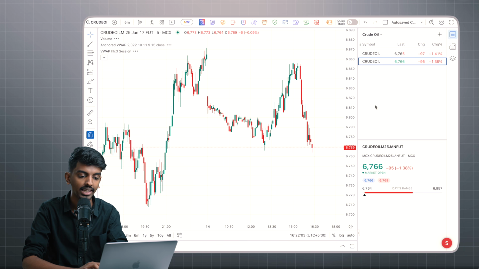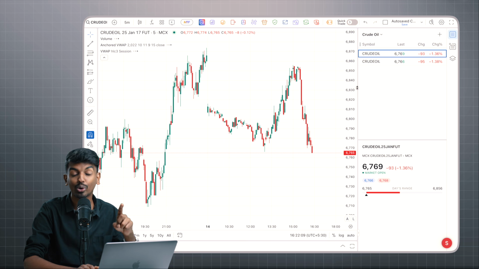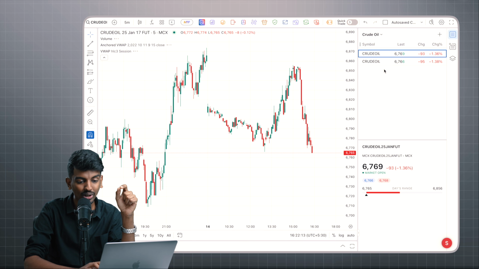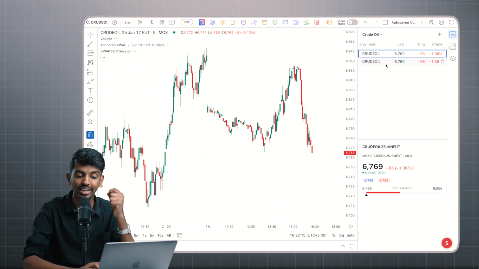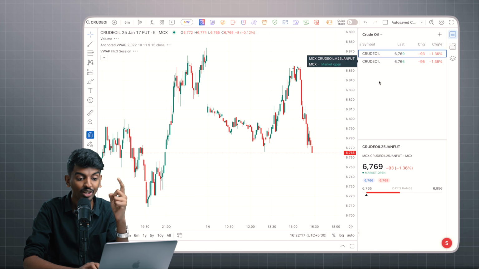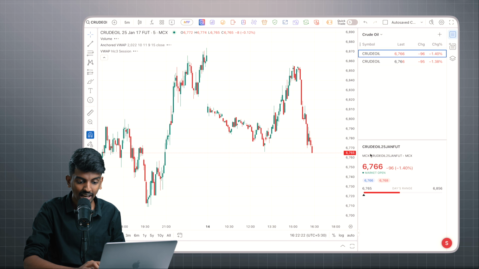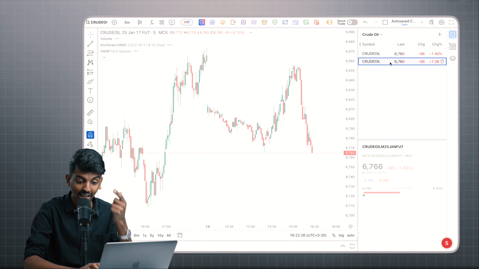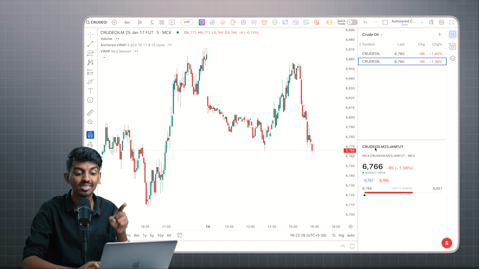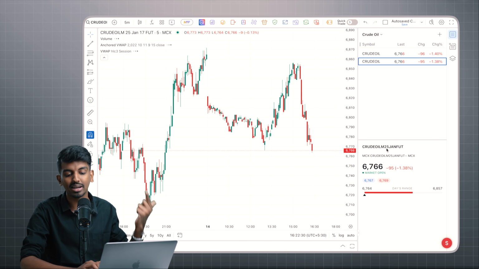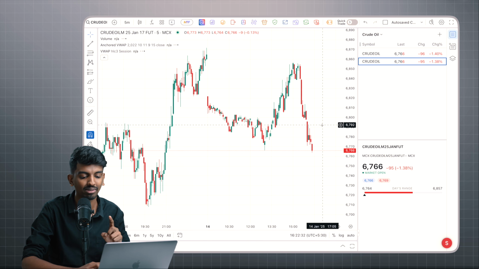Okay, so you can see that you added both contracts here, right? One is crude oil M, the other is crude oil. One thing that you have to really understand, because in your broker's terminal, sometimes it will only be written crude oil, which is a symbol. You should not get confused between the two. You can see here on my screen, it is crude oil 25 Jan futures. Then on the next contract, you can see it's crude oil M 25 Jan futures. Okay, so make sure you have that very clear.